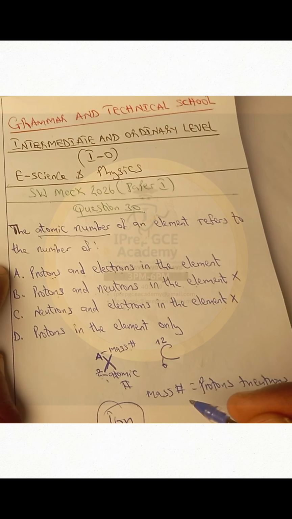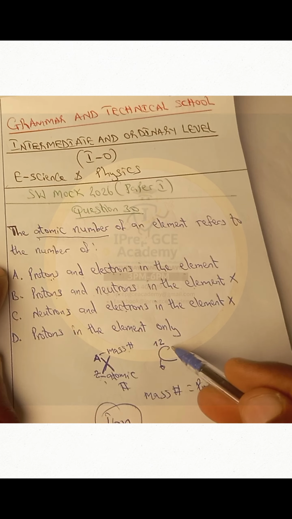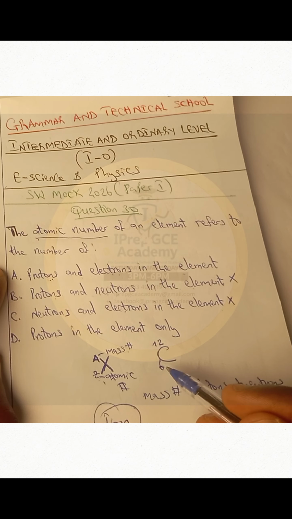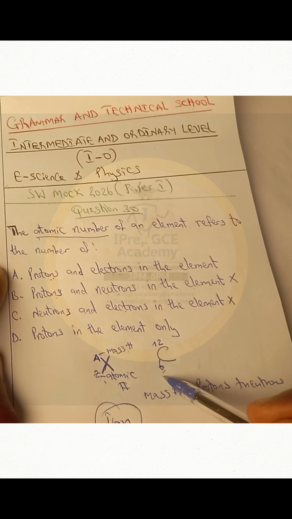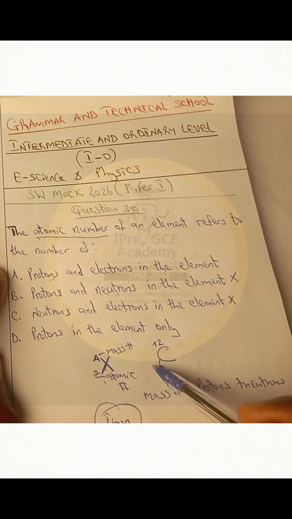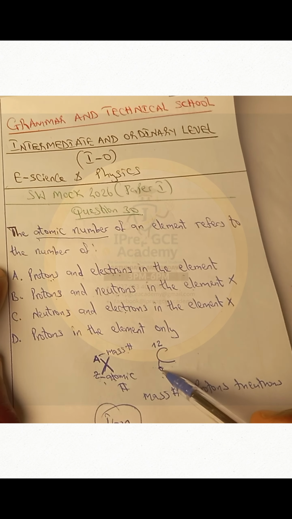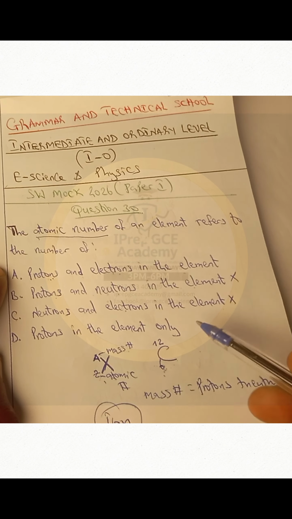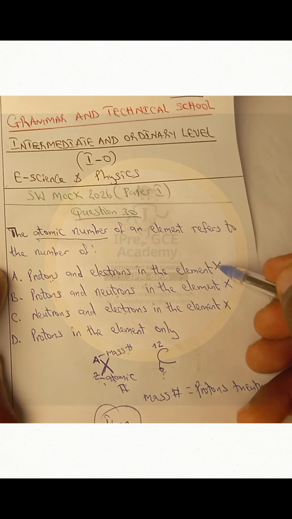But in a neutral atom, like this is carbon, this is a neutral atom, meaning it has no charge. In a neutral atom, this atomic number down here represents the number of protons and electrons. But it is not always the case. If an atom was to gain or lose electrons, the number of electrons will change, but this atomic number will remain the same. So this answer is the closest to the correct answer. It's actually a very tricky one, but it's not the correct answer.